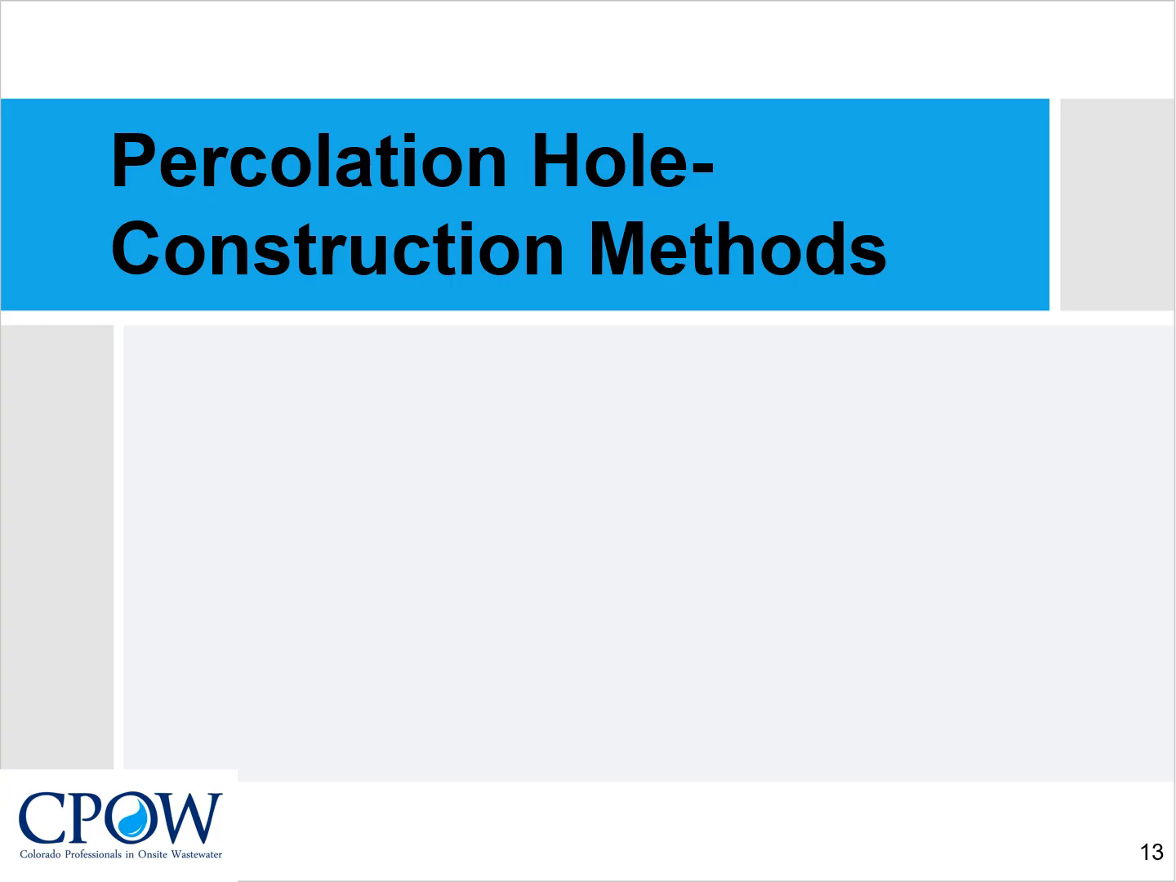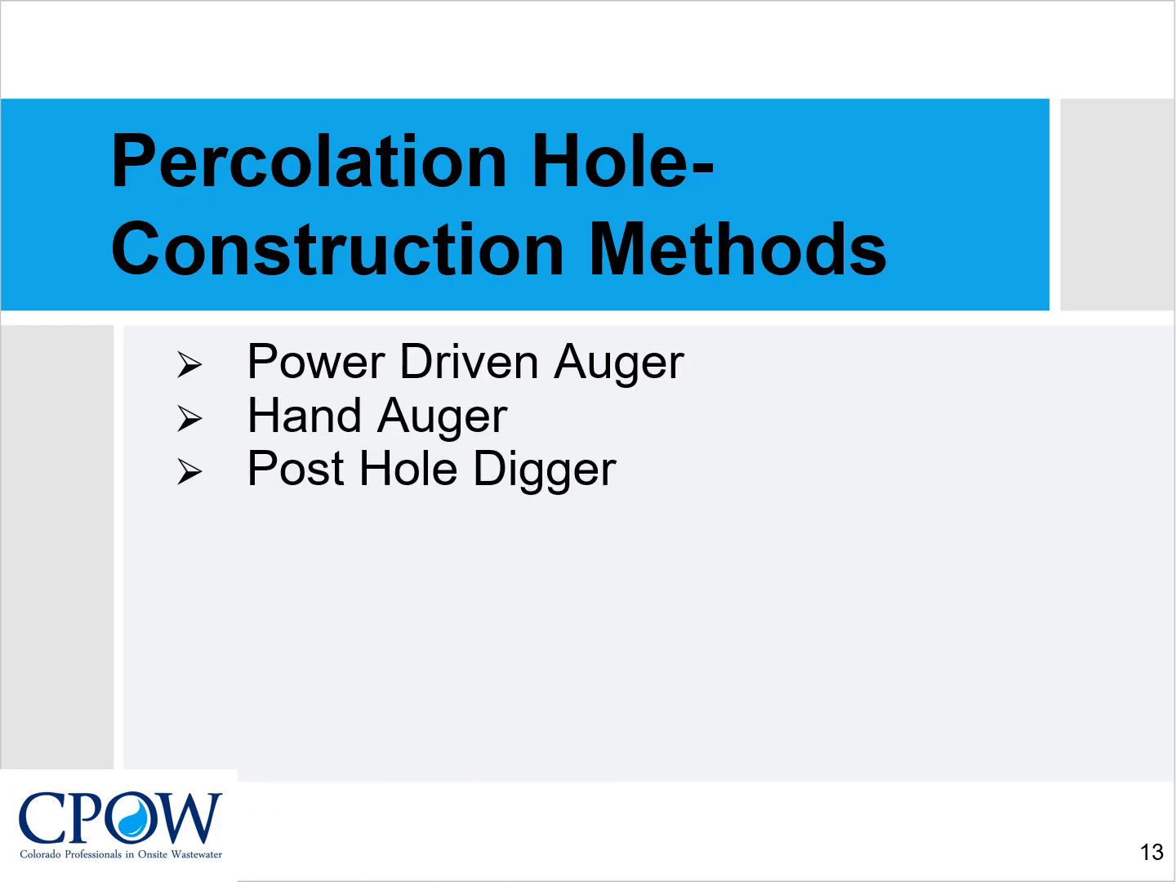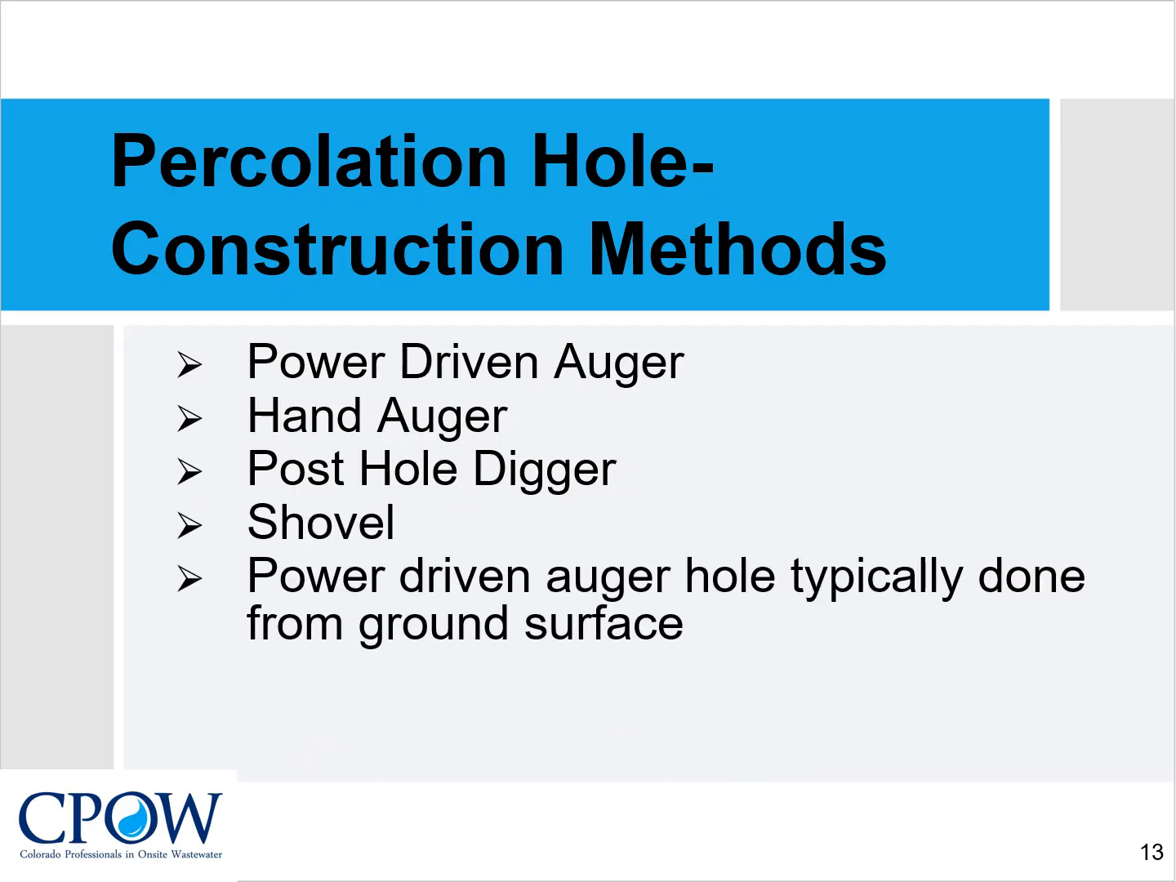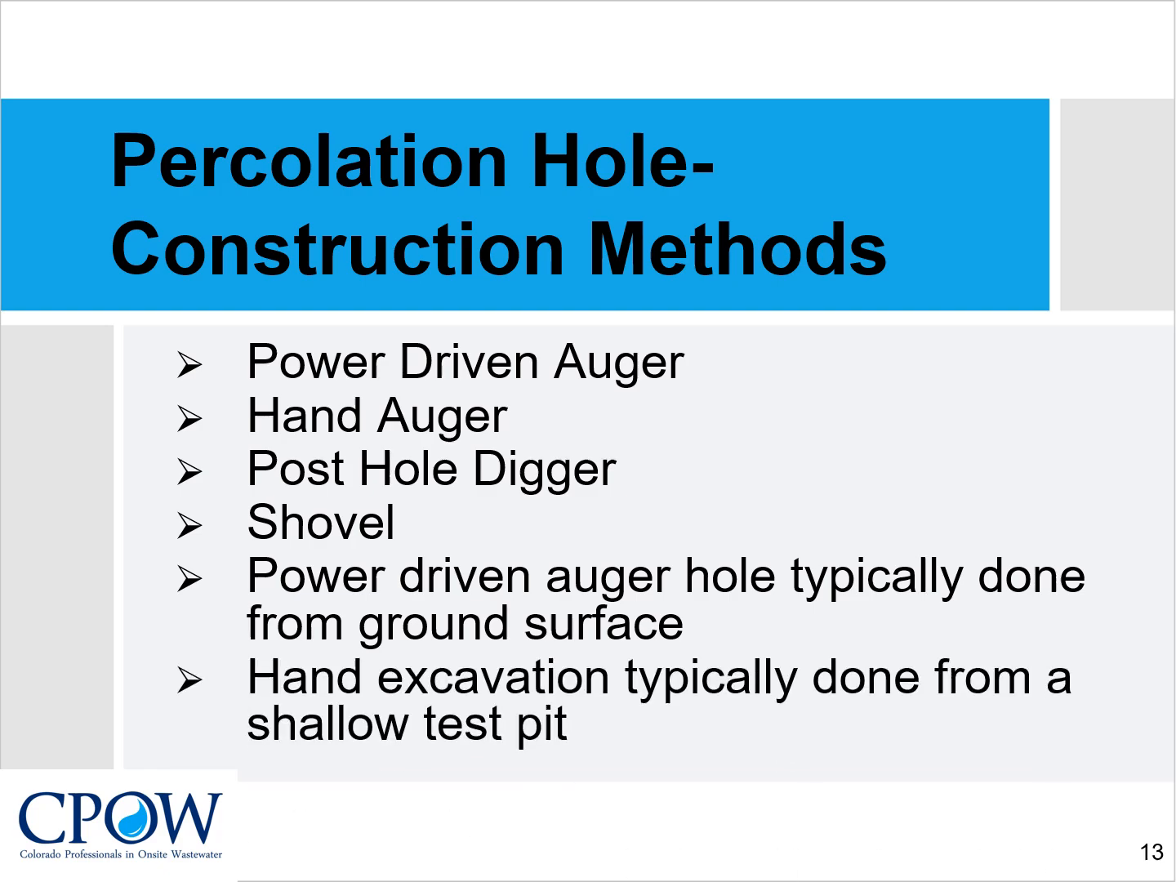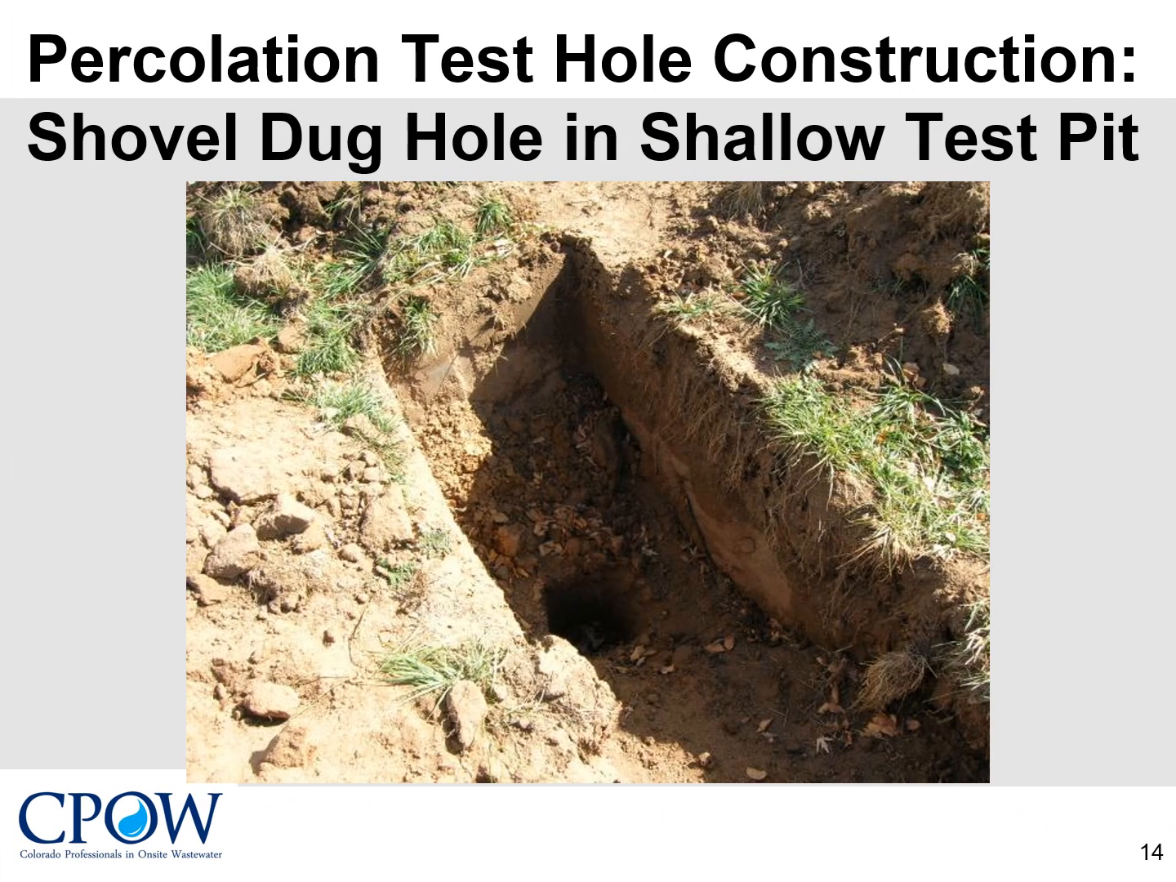Percolation test holes can be constructed using a power-driven auger, a hand auger, post hole digger, or a shovel. Typically, a power-driven auger hole is done from the ground surface, whereas when you're hand excavating it is typically done from a shallow test pit. Here we can see a shallow pit excavated by a mini excavator a couple feet deep, where a hand-dug percolation hole is dug in the bottom of that excavation.